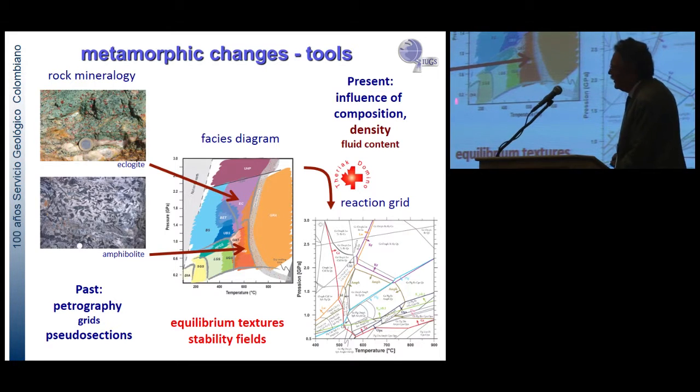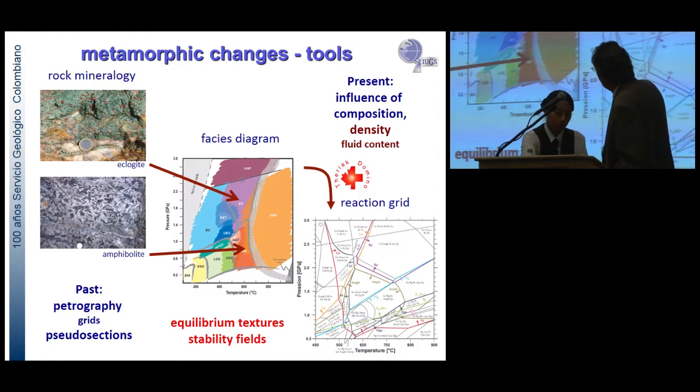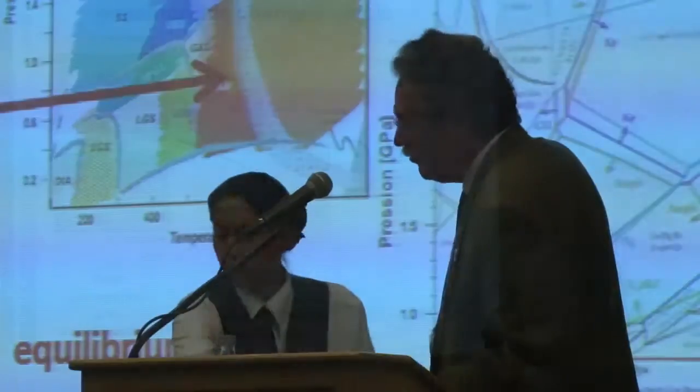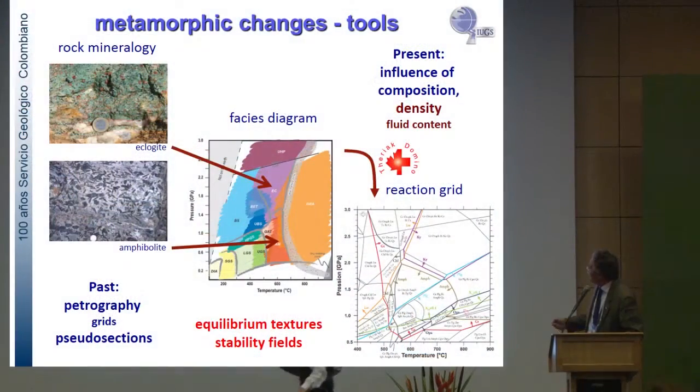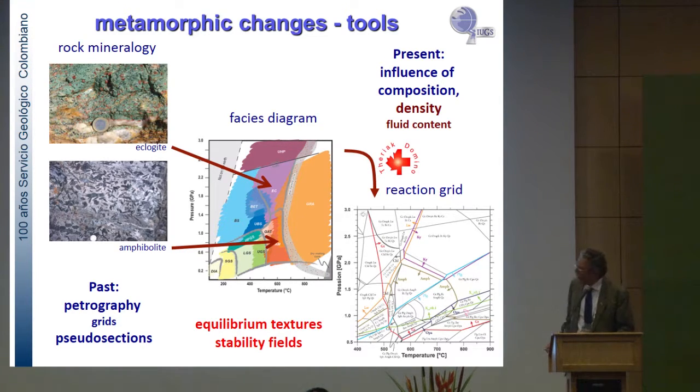Now, here, this is the facies diagram that we proposed for the metamorphic maps, and it just shows the different paragenesis that define some areas within a pressure temperature space that can be connected as facies, metamorphic facies. But all this is based on equilibrium textures and on stability fields.